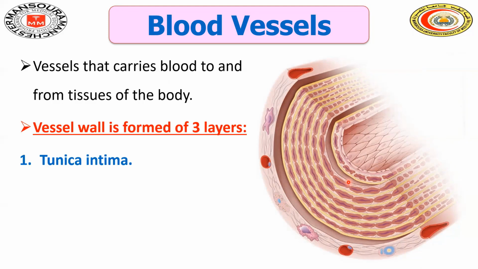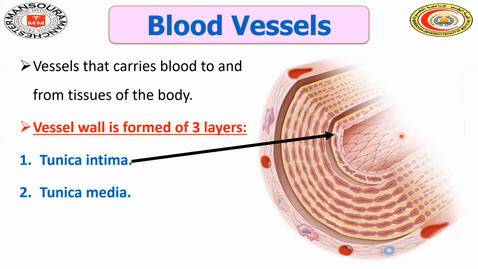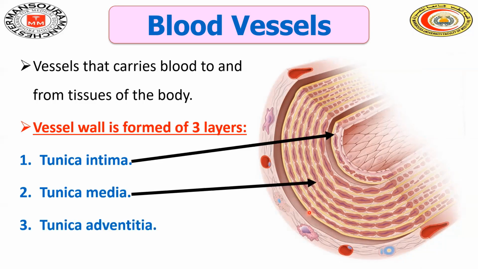The most inner one is called tunica intima. This is the tunica intima in direct contact with the blood inside. The middle one is called tunica media. Media is middle. Here is the tunica media. And the outermost layer is the tunica adventitia, the outermost layer of the vessel wall.